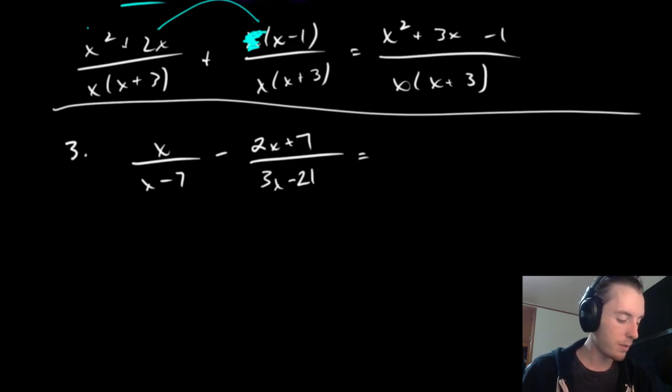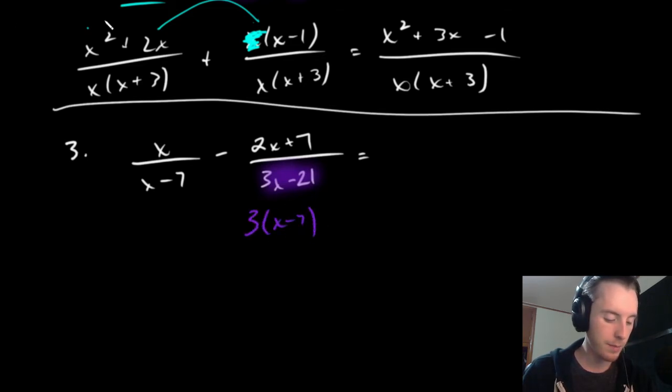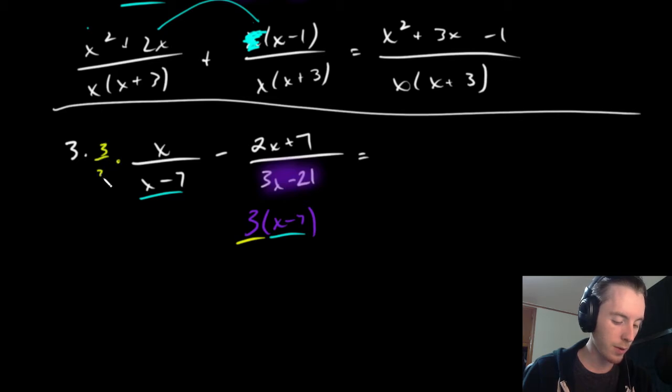All right, so this factors again into 3 and then x minus 7. So then this piece will have an x minus 7. This piece has an x minus 7. This piece needs a 3 over here. So multiply by 3 over 3.